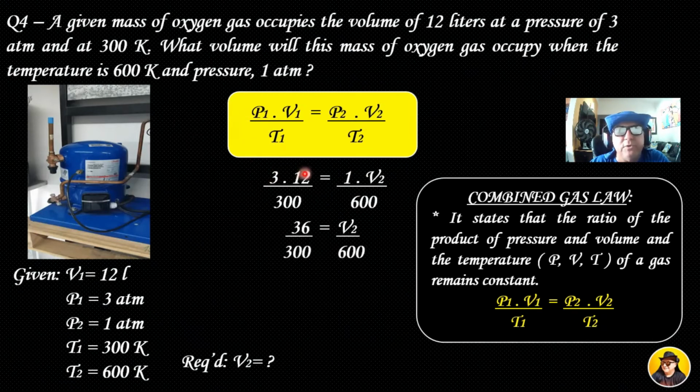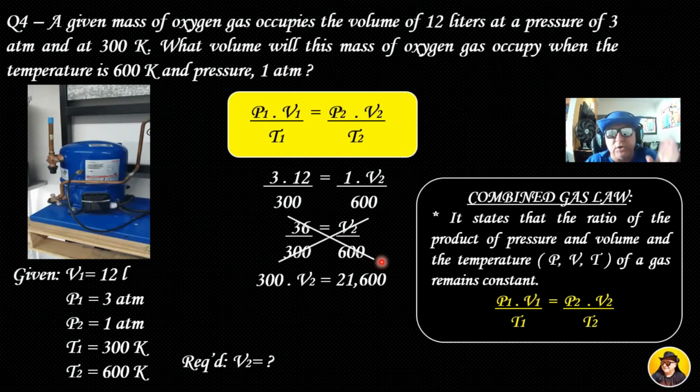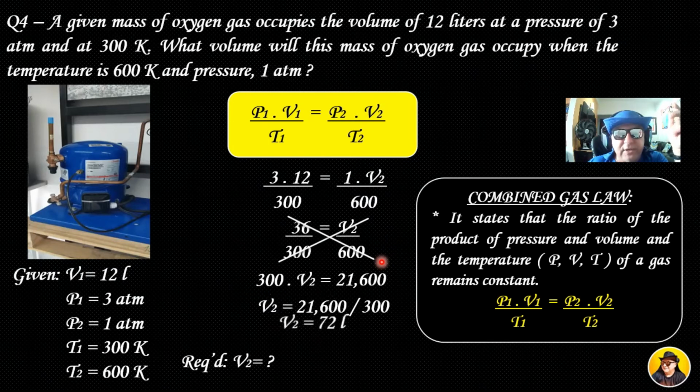So I have that 3 times 12 is 36. Now let's multiply in cross. So 300 times V2, and 600 times 36, which is 21,600. Now 300 is going to be moved to the right side of the equation, dividing. So V2 is 21,600 over 300. And so V2 is 72 liters. So that was our question number 4.